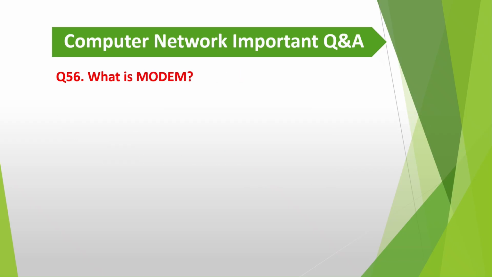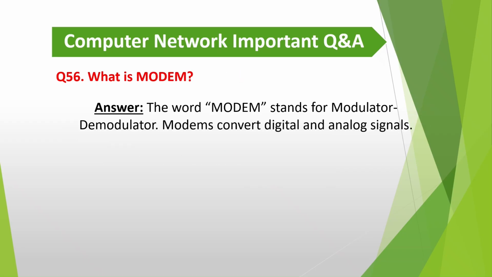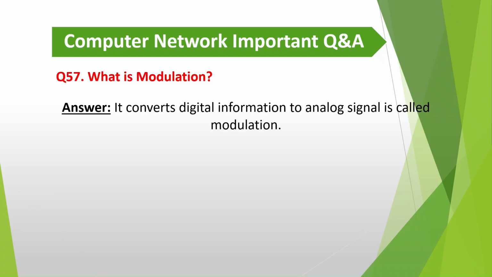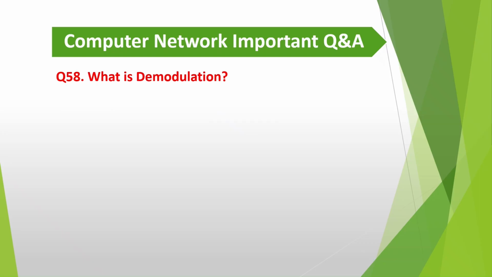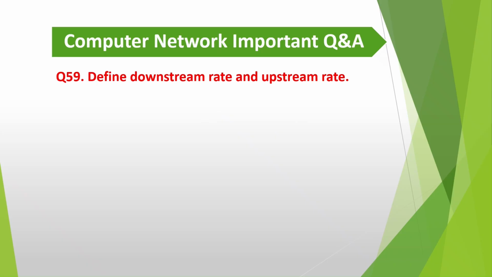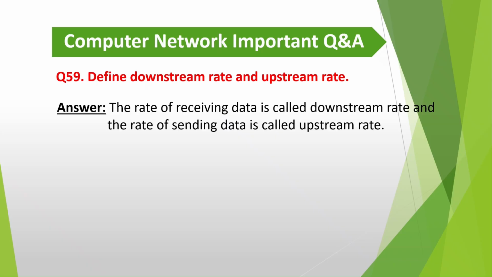Question 56. What is modem? Answer. The word modem stands for modulator-demodulator. Modems convert digital and analog signals. Question 57. What is modulation? Answer. It converts digital information to analog signal is called modulation. Question 58. What is demodulation? Answer. Analog signal back into useful digital information is called demodulation. Question 59. Define downstream rate and upstream rate. Answer. The rate of receiving data is called downstream rate and the rate of sending data is called upstream rate.